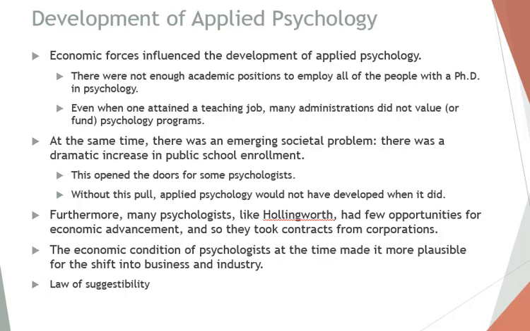Okay, so that moves to the fact that their economic condition, the fact that it was so much more lucrative to work in the private sphere, that led to a shift in business and industry. Now, we're going to come back to the law of suggestibility in a minute, but the law of suggestibility, in short, means that people are susceptible to what they see in the media.